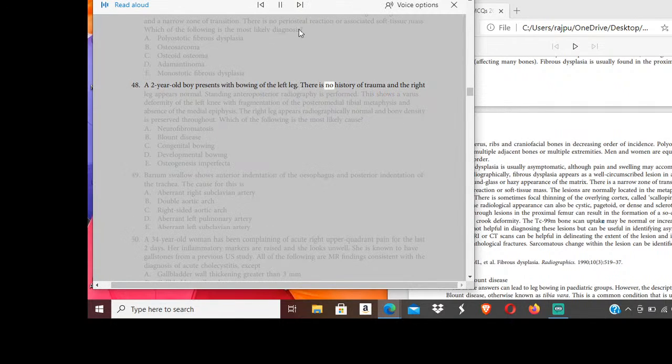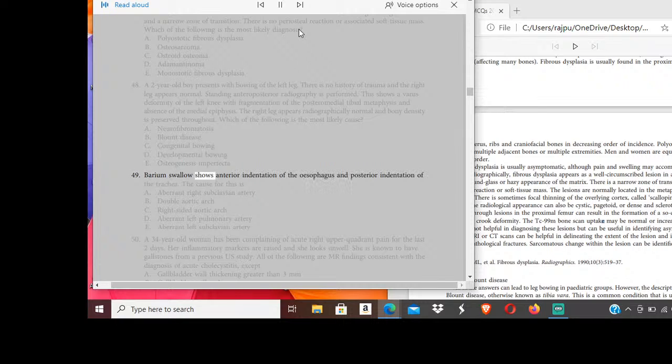Leg. There is no history of trauma, and the right leg appears normal. Standing anteroposterior radiography is performed. This shows a varus deformity of the left knee with fragmentation of the posteromedial tibial metaphysis and absence of the medial epiphysis. The right leg appears radiographically normal and bony density is preserved throughout. Which of the following is the most likely cause? A. Neurofibromatosis. B. Blount disease. C. Congenital bowing. D. Developmental bowing. E. Osteogenesis imperfecta.